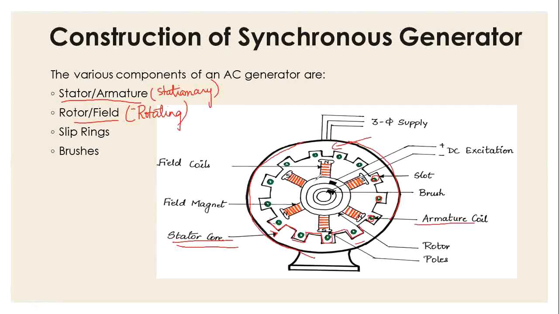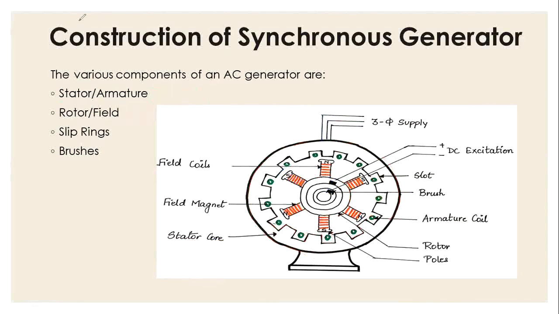Then inside the stator, we have the rotating part, that is the rotor. This part is the rotor, which, as I said, can also be called the field. And on the surface of the rotor, you can see these are the poles, magnetic poles. And on the poles, we place the magnetic field coils or the field windings. And then internally, we will have the slip rings and brushes. Through the slip rings, we give DC excitation to the rotor windings. And from the stator, we take the three-phase supply as the output.